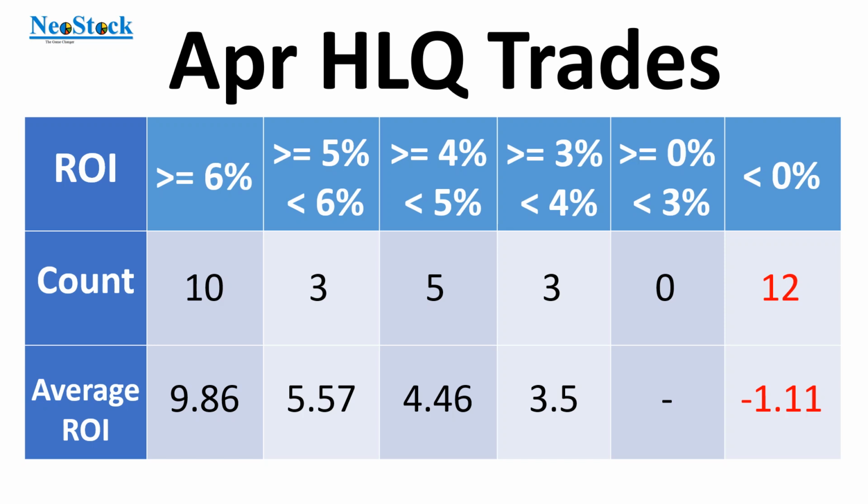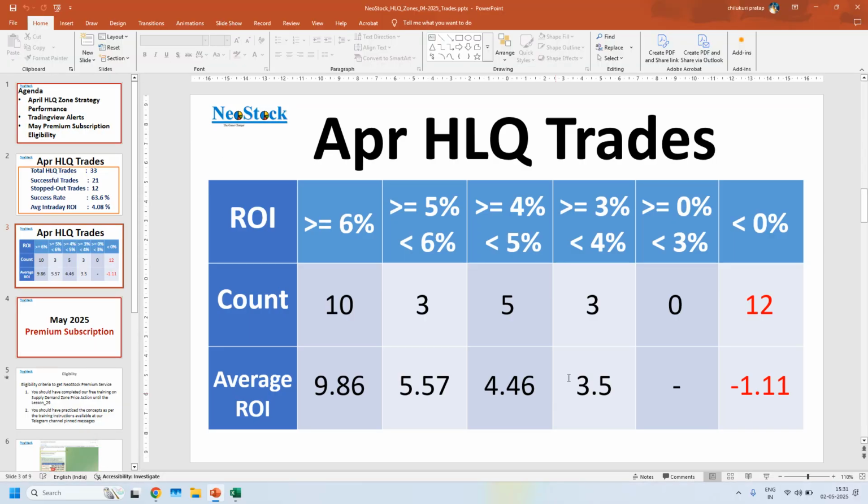Previously, in one of the HLQ analysis videos, I also showed you around 5 out of 6 stopped out and 1 successful, and still we got around 3,000 rupees profit. During this month only, maybe some 10 days back, I explained this point in one of the HLQ analysis videos. So look into the Excel sheet.